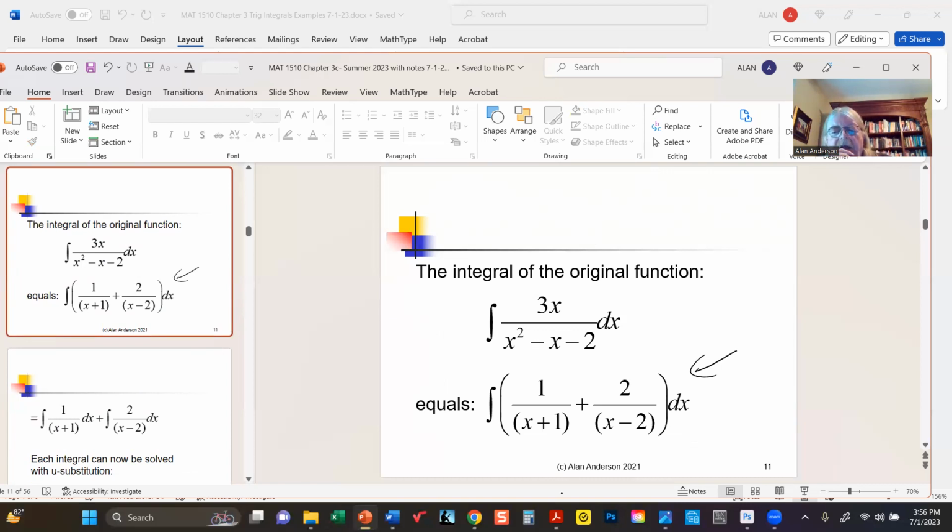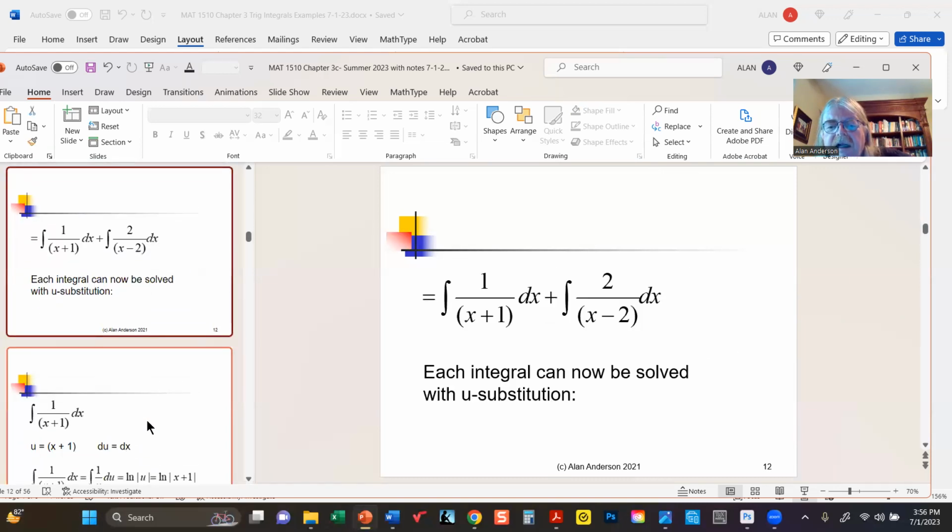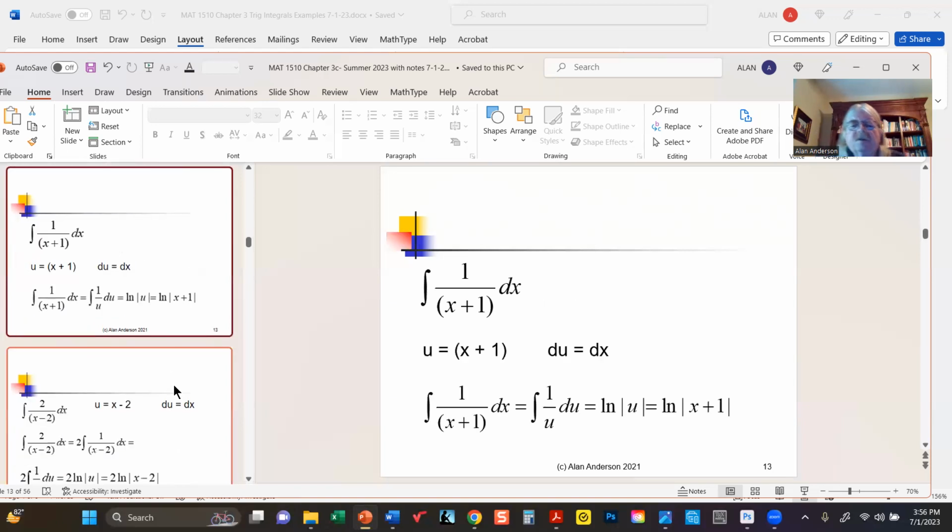Okay. So how would we do that? Let's look at the first term, 1 over x plus 1 dx. Let's try u equals x plus 1. du would simply be dx. So that leaves me down here with 1 over u du. And by definition, this equals the log of absolute u, or log of x plus 1.